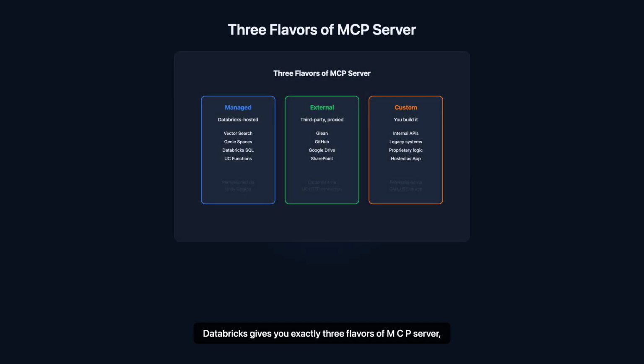Databricks gives you exactly 3 flavors of MCP server, and they cover 3 different ownership stories. Managed servers are Databricks hosted. They front Unity Catalog assets like vector search, Genie spaces, Databricks SQL, and UC functions, and permissions flow through Unity Catalog grants. External servers point at third-party services like Glean, GitHub, Google Drive, and SharePoint, with credentials held inside a UC HTTP connection. Custom servers are ones you build yourself, hosted as Databricks Apps and permissioned by CAN_USE on the app. We're going to take each one in turn.